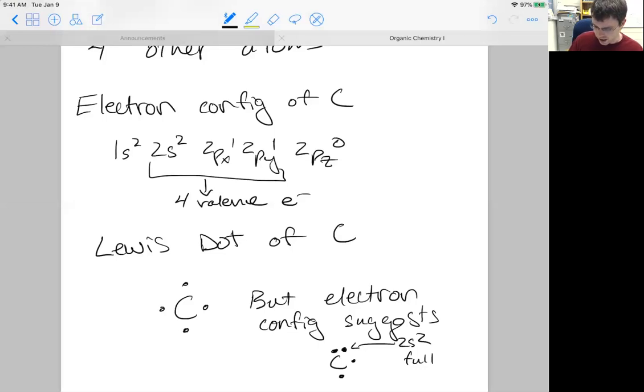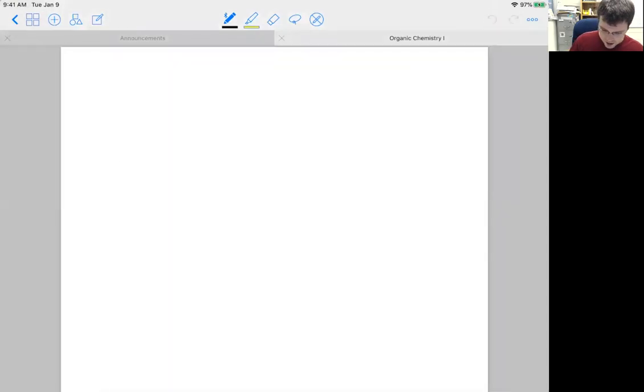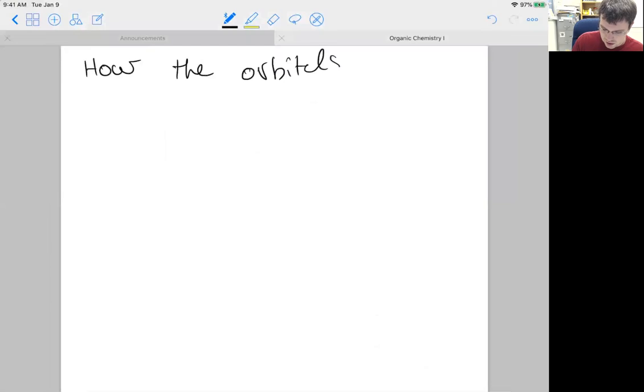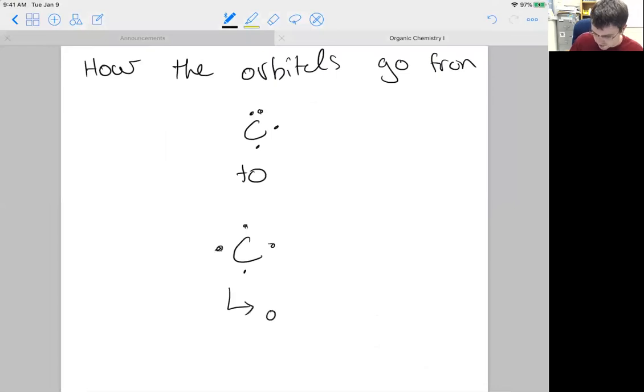So how do we get 4 bonds? How do the orbitals go from this depiction to this depiction? And the answer is orbital hybridization.